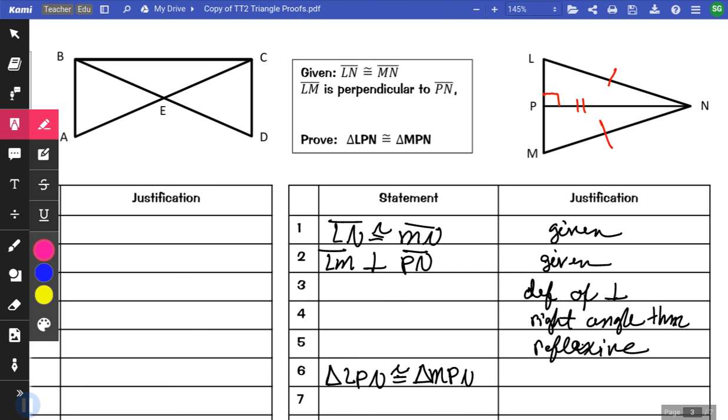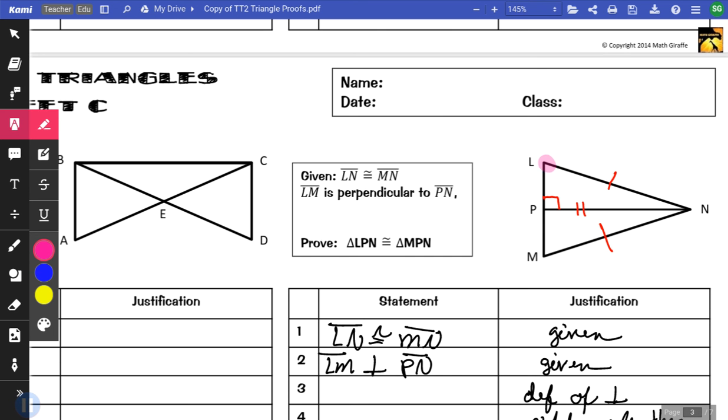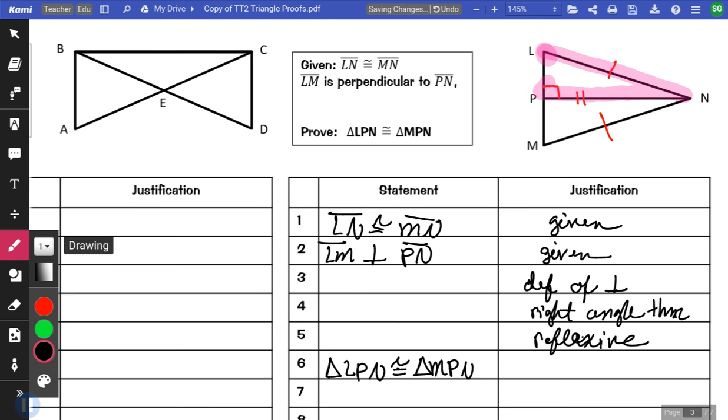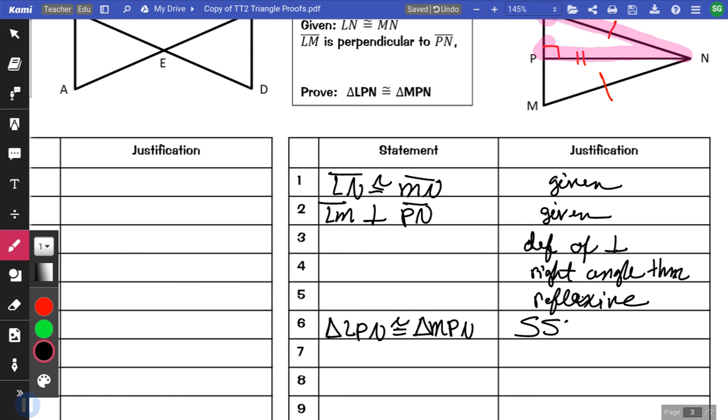So I'm going to come over the triangle and I'm going to start in a corner that doesn't have anything going on, and I'm going to trace around it and see what I get. So if I trace around, I hit a side, and then I hit a side, and then I hit an angle. So I would think that it would be side, side, angle. But we've talked about how that one is a no-go in geometry. So what are we actually looking at here? It's a right triangle. So for the first time, we're going to be doing a hypotenuse leg proof.